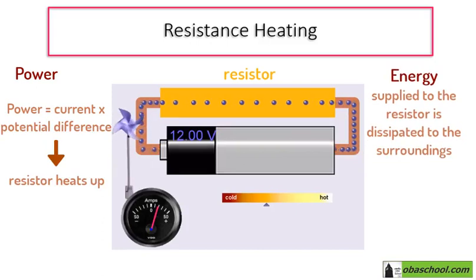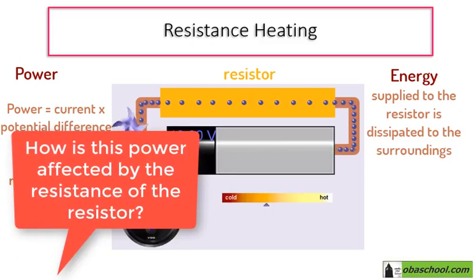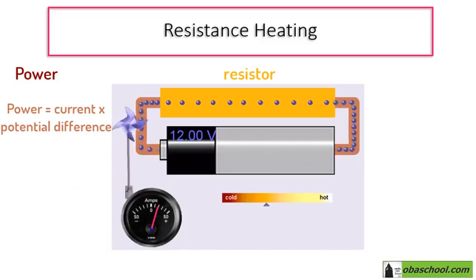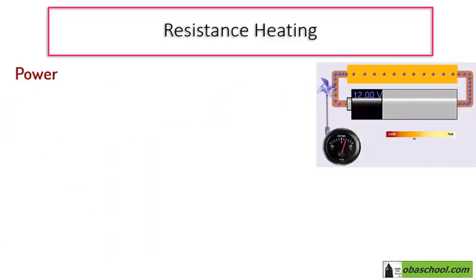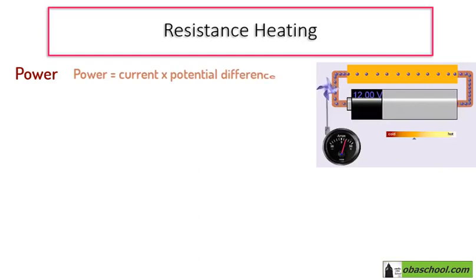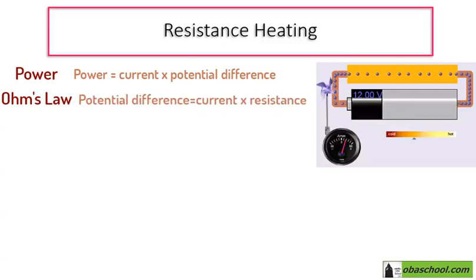So how is this power affected by the resistance of this resistor? Let's check it through the equations. We have defined that the power supplied to the resistor is equal to the current multiplied by the potential difference. And we know from Ohm's law that the potential difference V across the resistor is equal to the current multiplied by the resistance, I multiplied by R.